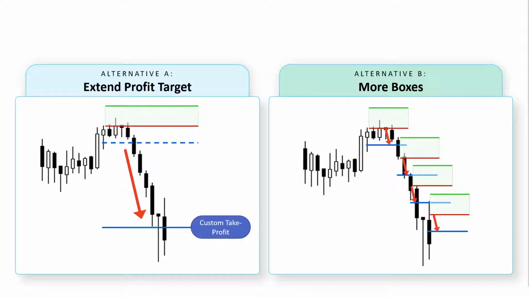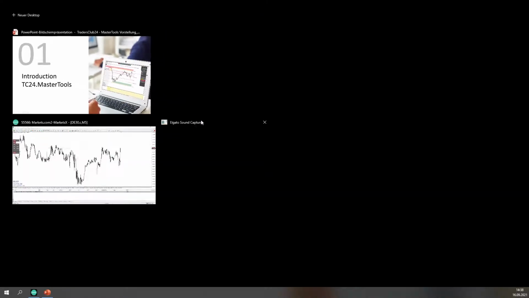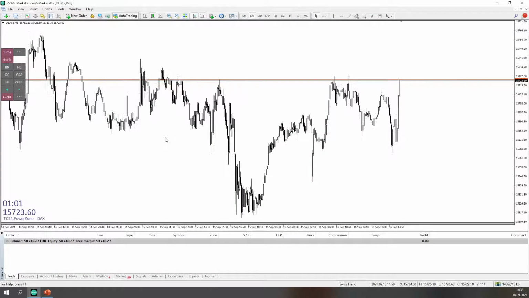So let's go into the most exciting part. Let's make an introduction of the master tools, and you maybe see it a little bit already on the screenshot on the right side. It's all about price levels, and I've just moved to MetaTrader to give you a short overview of what price levels we are thinking of and what the basic setup of the tooling is.